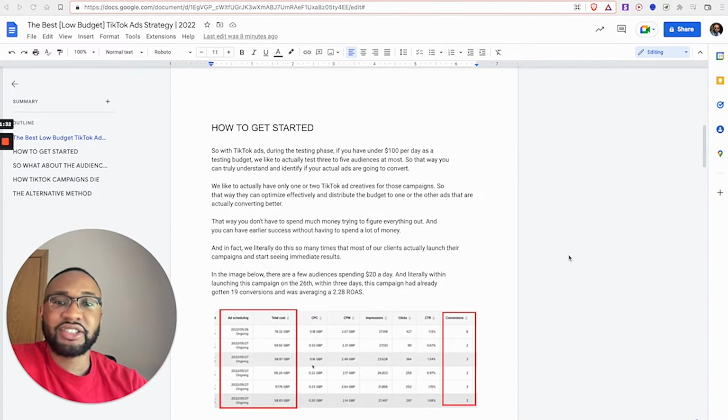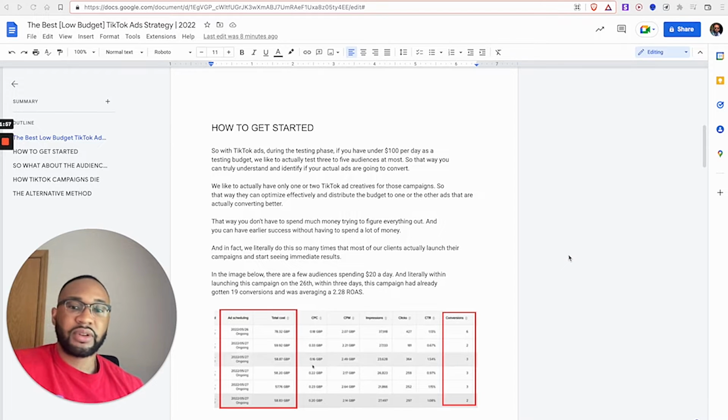So TikTok ads during the testing phase, if you have under $100 per day as a testing budget, you're likely to test 3 to 5 audiences at most. That can always help us truly understand and identify if your ads are actually going to convert. So we like to have 1 or 2 of these TikTok ad creatives for those campaigns. That way we can optimize effectively and distribute the budget in a way that is going to make people see what's going to convert. That way we don't have to spend a lot of money because money is a limited resource for you.